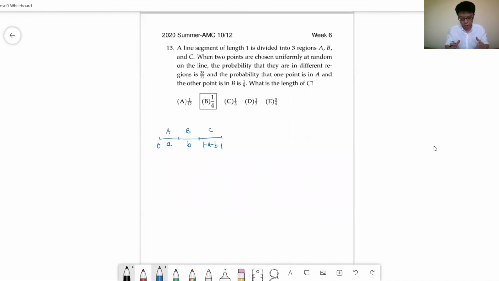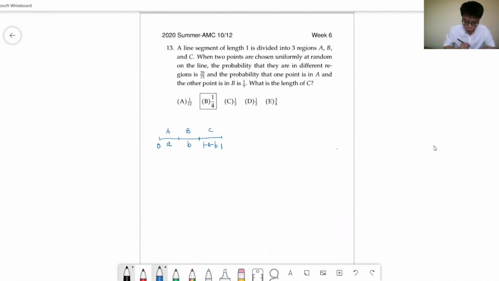So here we just assume that these regions A, B, C are just three line segments. But the problem didn't say there are 3 line segments, maybe they're just 3 regions. So in general, maybe it's more complicated, but it doesn't change. We can just assume there are 3 line segments. So suppose A has 2 parts, A1, A2, maybe this is B, maybe this is C. So we can always simplify the general case into the simplified case because we can just combine A1, A2 together into a single line segment. Okay, so let's just assume A, B, C are just 3 line segments.